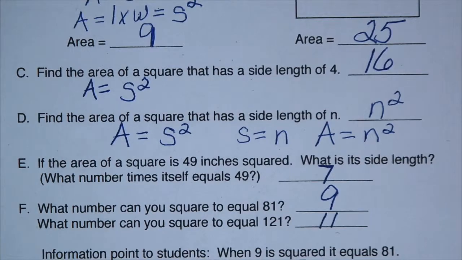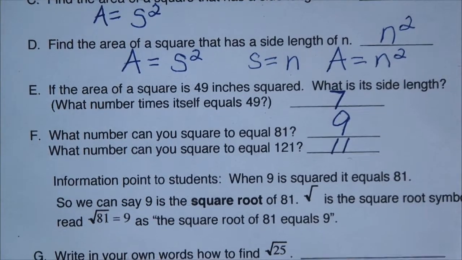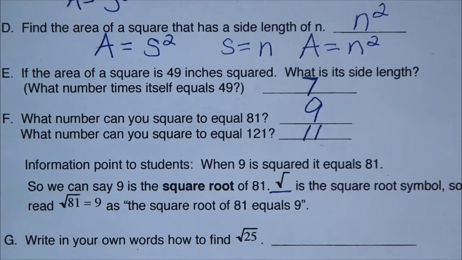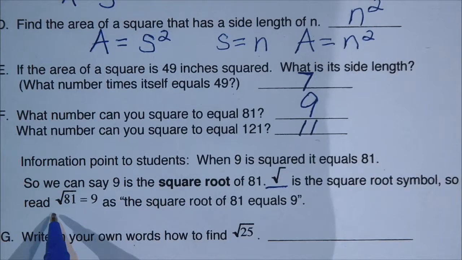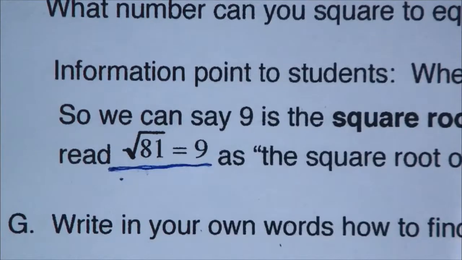All right, so 9 squared equals 81. So we can say 9 is the square root of 81. That radical sign that they have there is the square root symbol. So this right here, let me make that bigger, we would read as the square root of 81 equals 9. Okay? Make sense? Thumbs up or thumbs down?